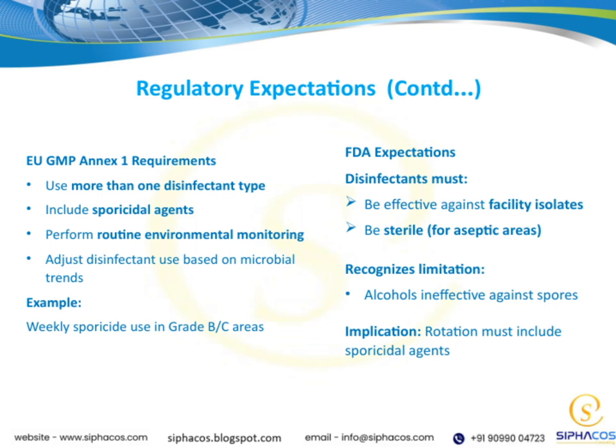Routine environmental monitoring plays a key role here, allowing us to track microbial trends over time and adjust disinfectant strategies accordingly. For example, in grade B and C areas, it's recommended to perform weekly sporicide use. This proactive approach helps maintain the integrity of sterile environments and supports overall quality assurance.